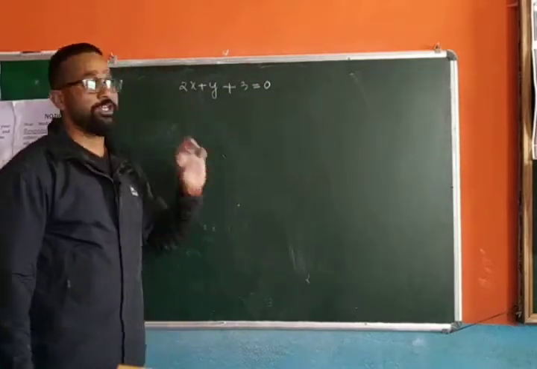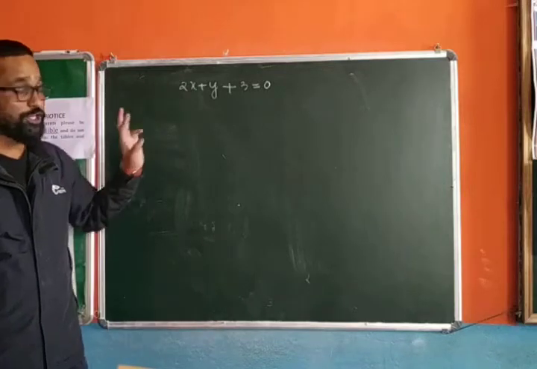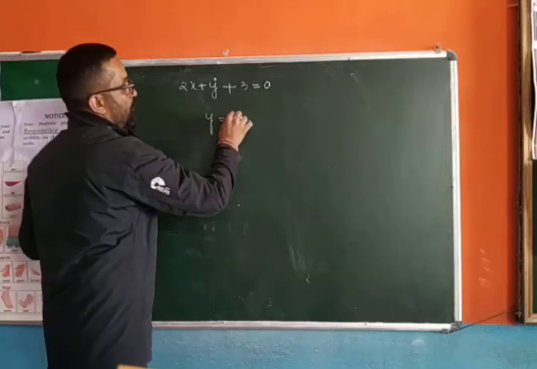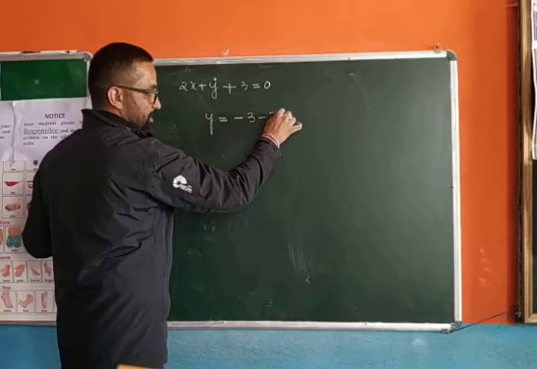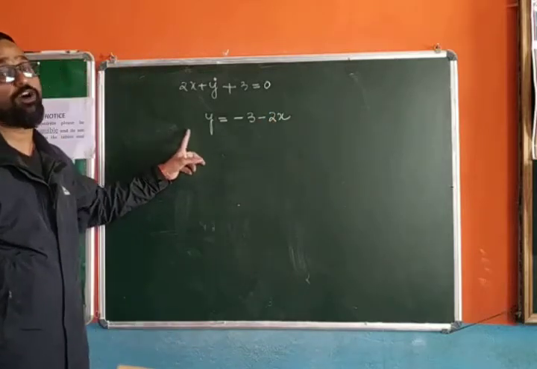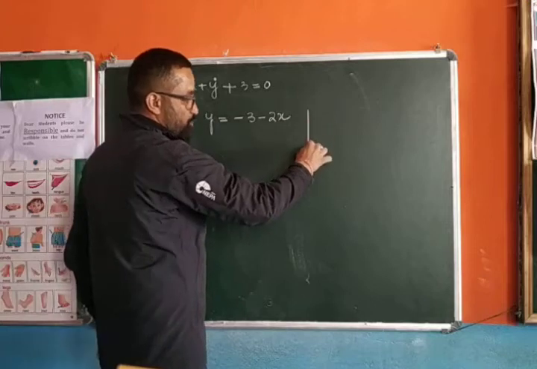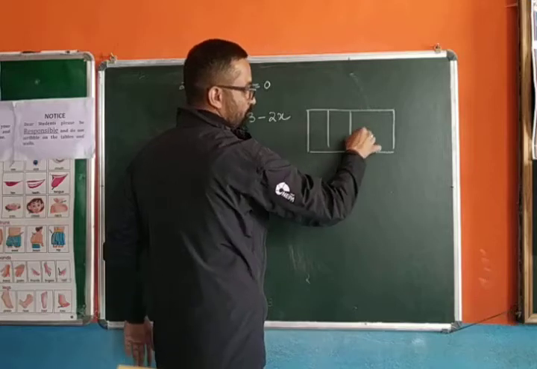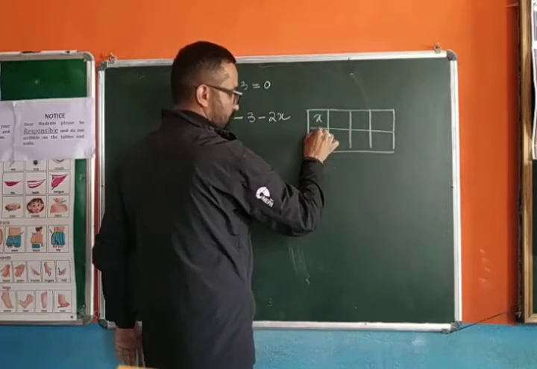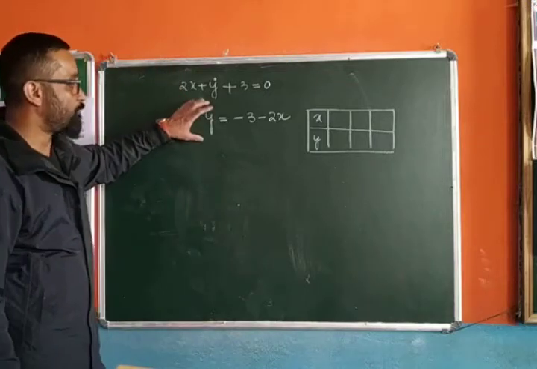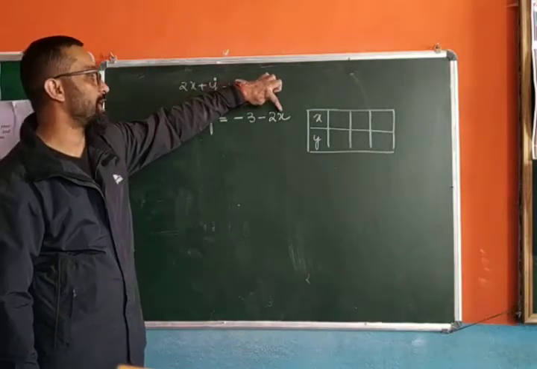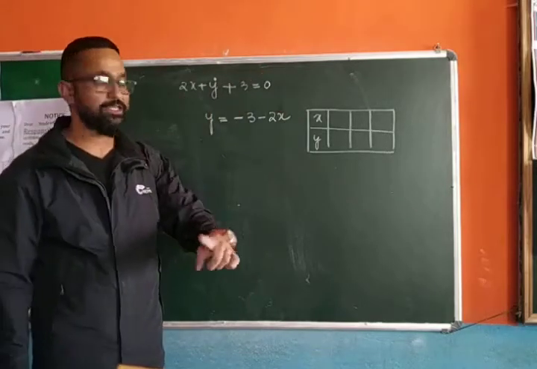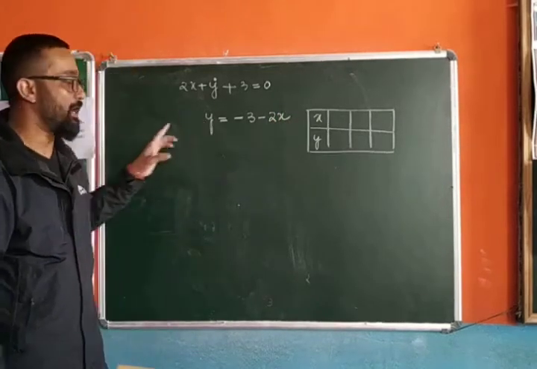We have the equation given. You need to make y the subject of formula. Y is equals to minus 3 minus 2x. We have subject of formula. At the side you make a table, x, y. Once you have y the subject of formula, on the right hand side you have variable x. Start assuming the values of x, substitute, calculate y.